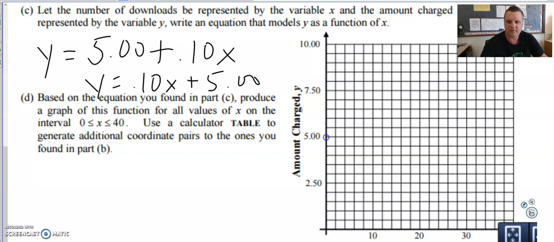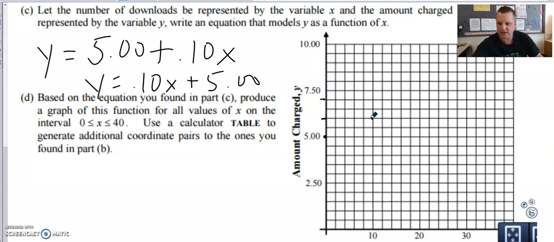So 0 was 5, 10 was 6. And how do they go up? 1, 2, 3, 4, 5. It's 250, so they're going up by 50 cents. So that's 6 and that's 7. So 5, and then 10 goes to 6.